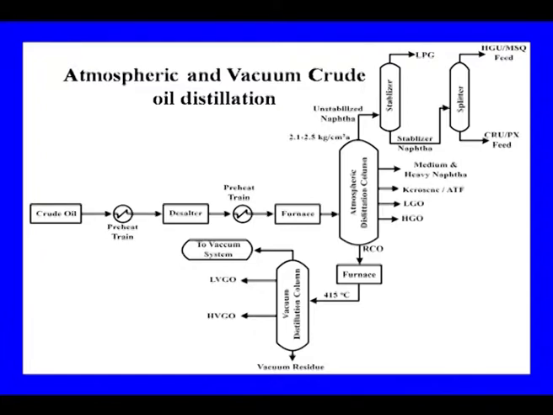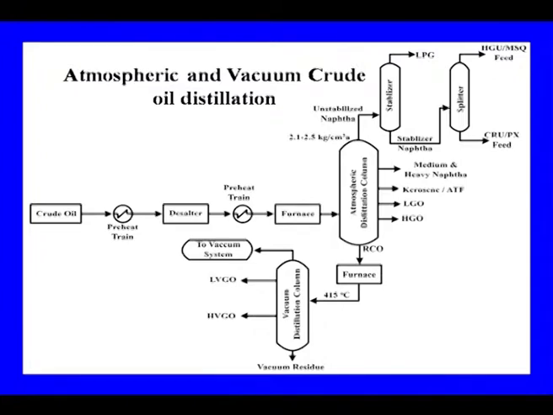Similarly, medium and heavy naphtha, kerosene, gasoline, light gas oil, heavy gas oil, and the residue from the atmospheric column, called reduced crude oil. That will again be heated, and around 500 degrees centigrade is maintained in the vacuum column. The high temperature is avoided just to avoid cracking.